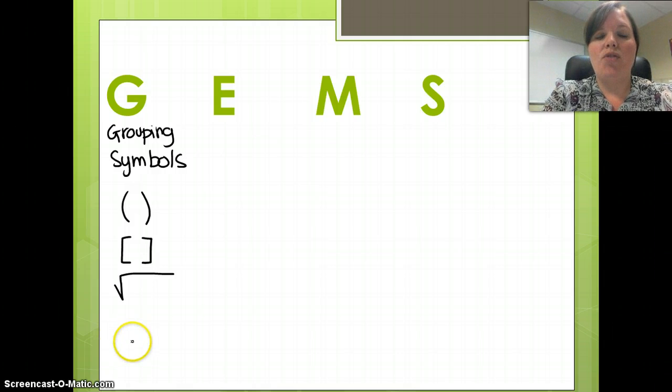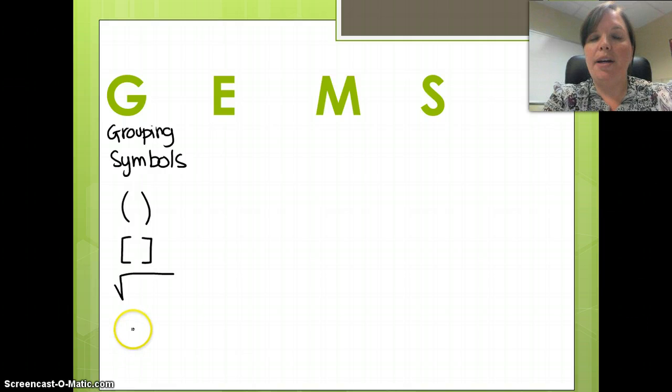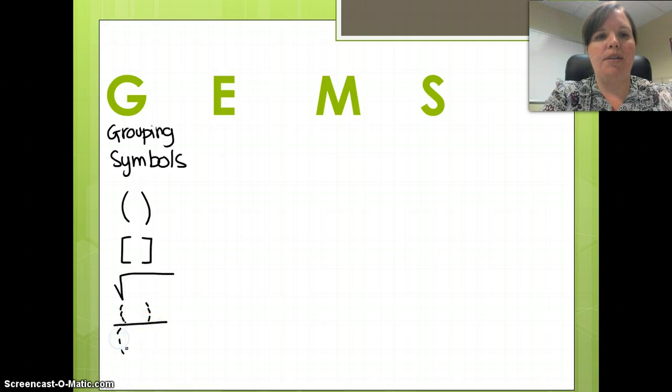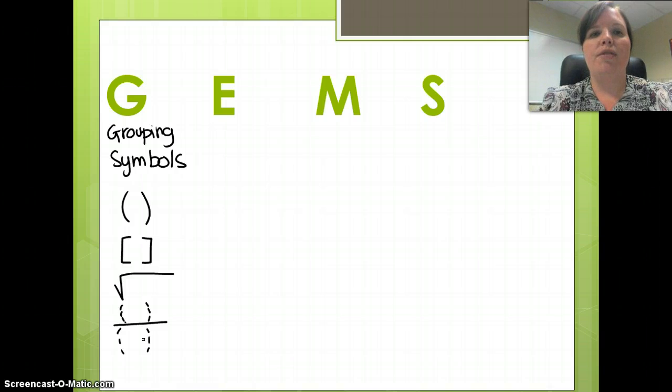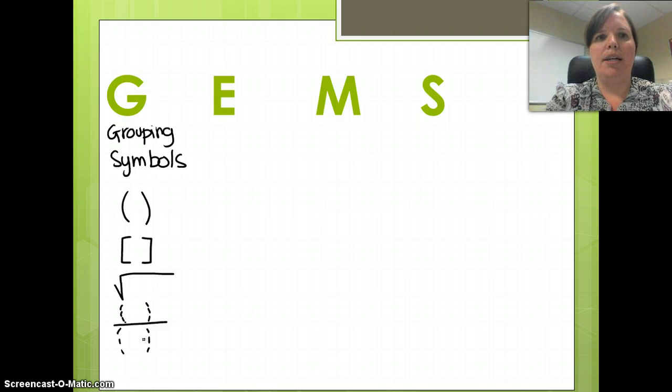You may be wondering exactly what that looks like, but we'll get to that in a minute. And the last one I want to make sure you're aware of is actually the division bar. When you consider more complex operations with the division bar, there's kind of these invisible parentheses that go around your numerator and denominator. So there are different ways that grouping symbols can look, not just parentheses.